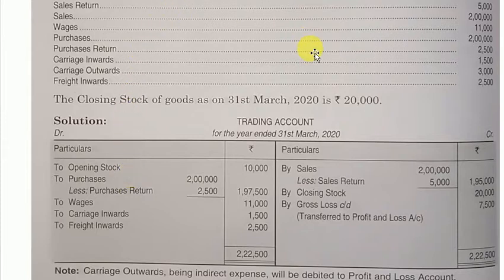Let's see the opening stock which is given in your question worth rupees 10,000, that will be recorded here. Now purchase, which is given as 2 lakhs rupees, will be written in the inner column, and we'll deduct the purchase return, that is 2,500, and after deducting this purchase return we'll get the amount of net purchases, that is 1,97,500. And we'll proceed towards another one, that is wages. Wages given in your question is 11,000, so 11,000 wages will be recorded here on the debit side of your trading account.